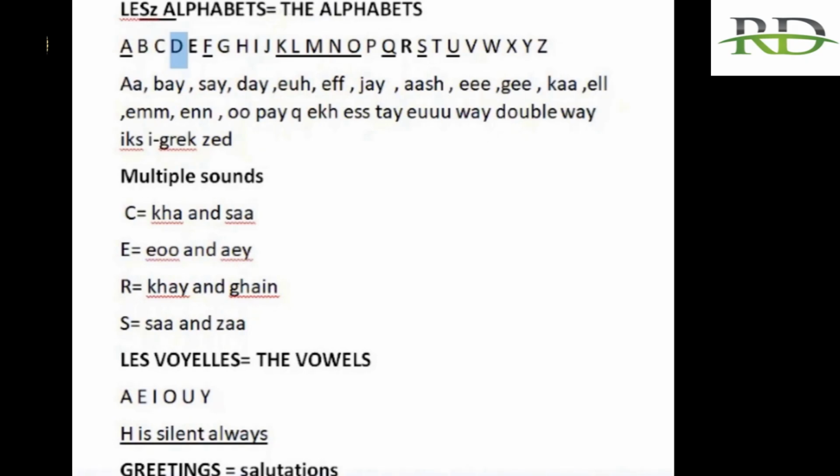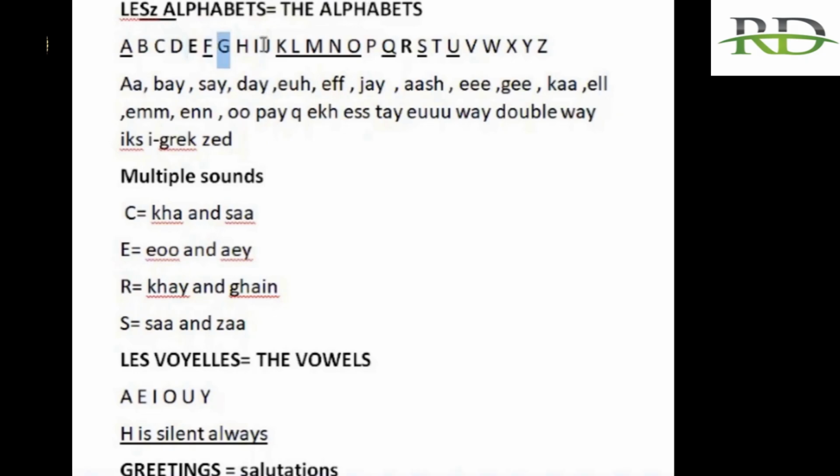Be, say, they. Okay, it's like when you scratch your head when you're thinking, what do you say? Like this. Okay, it's neither O nor A, it's in between, like this. Very, very important letter in French. F is F, same as English.